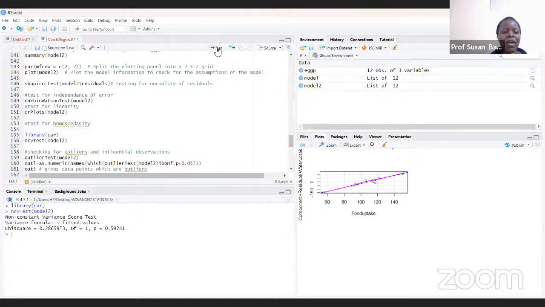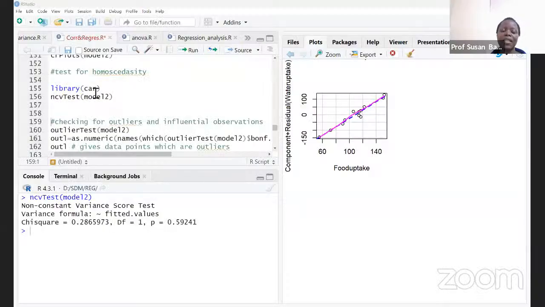Okay, so whoever corrects line 140 will be able to run line 156. Just replace the AOV with LM and run, and then you come and run line 156. All will be sorted. And there are some people who had a problem with the Durbin-Watson test. That means there is a package you've not installed. Please go and install those packages. That is the problem.